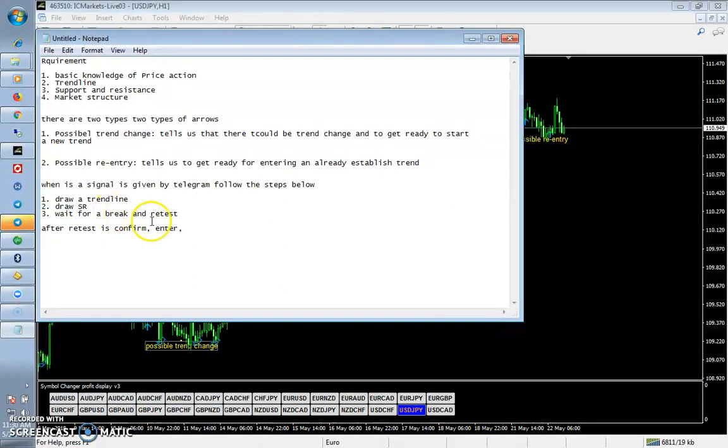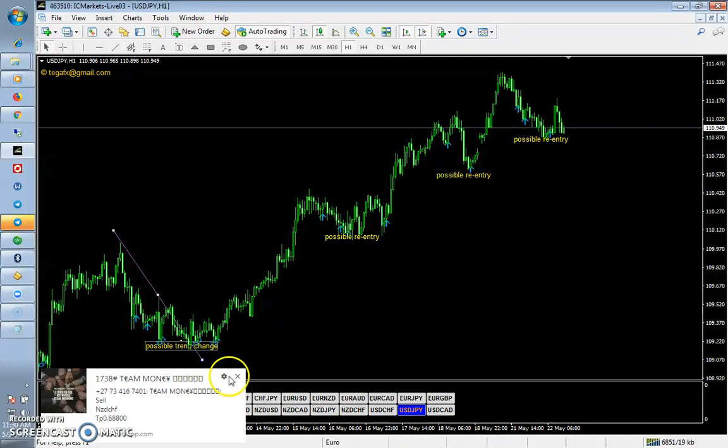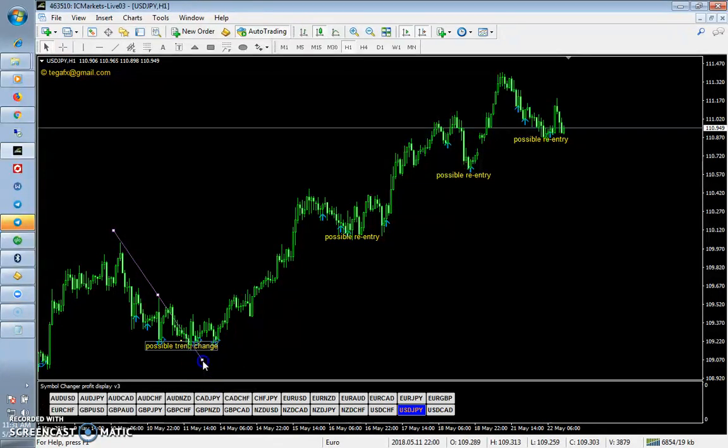So what do you do when you get the signal? One, draw a trend line. Two, draw your support and resistance. Wait for a break and retest. After the retest, confirm and enter. So let's say this is a possible trend change, and I get this arrow. So I draw my trend line. It's going to be like this because I'm not seeing this area prior to this time. So my trend line is going to be this way.